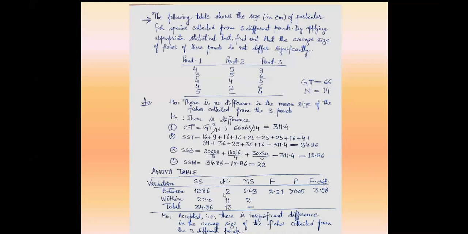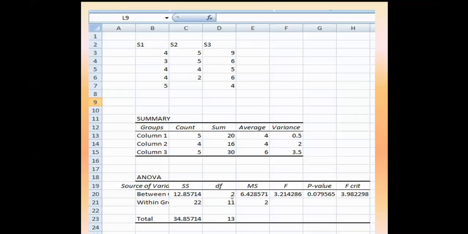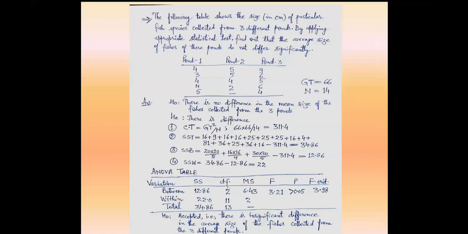After that, we have to find out the degrees of freedom, that is, columns minus 1. There are 3 columns, minus 1, that becomes 2. Then the degree of freedom for SSW is 11, because there are 14 cases in total and 3 columns. So 14 minus 3 will be 11. Again, the total degree of freedom will be 13, because n minus 1 is the degree of freedom for the total.